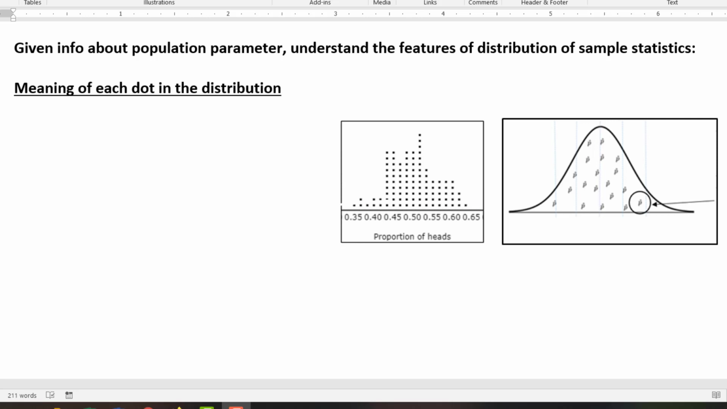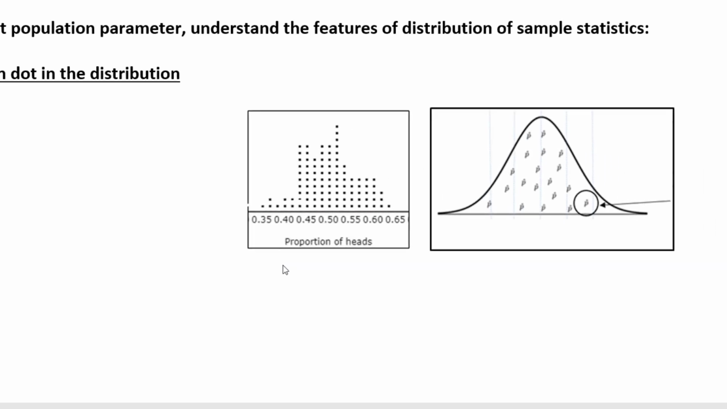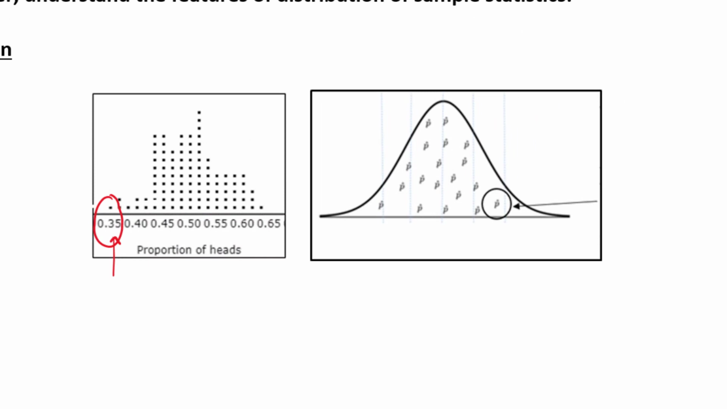In this video, we'll introduce the basic features of a distribution of sample statistics. In the previous videos, we looked at an example where we were flipping a coin 60 times and asking what proportion of times we flipped heads. And we created a distribution of sample statistics showing each time we flipped 60 times what proportion of heads we got. One time that we flipped the coin 60 times, 35% of those flips were heads. And many times we flipped the coin 60 times, and 50% of those flips were heads.